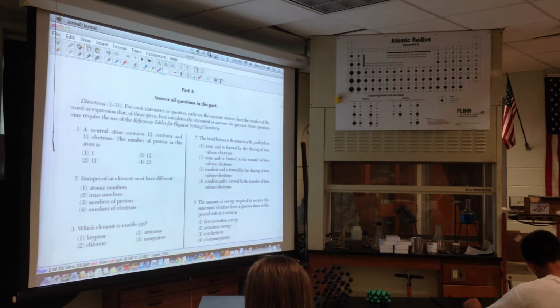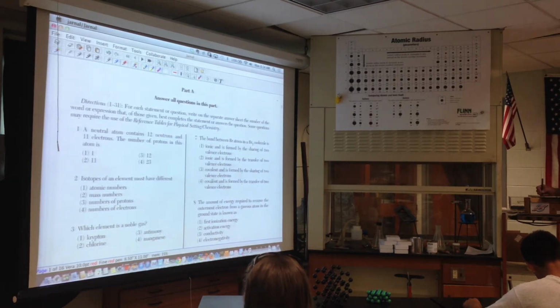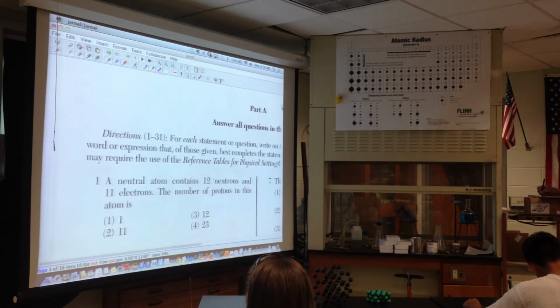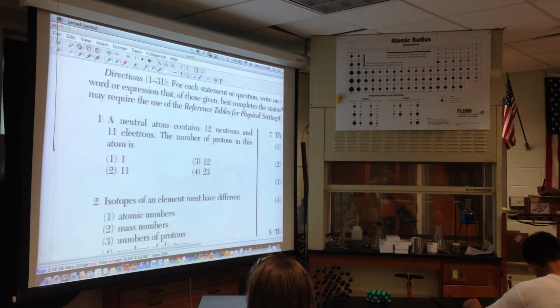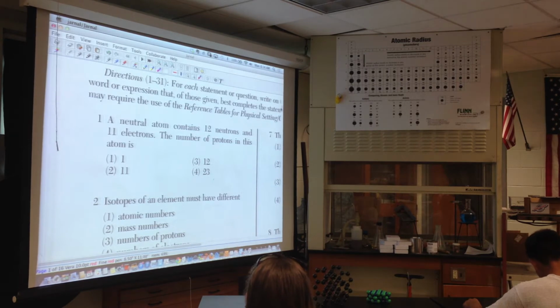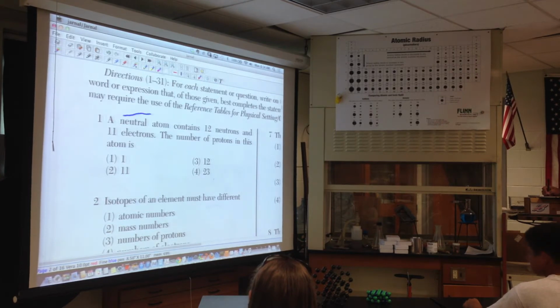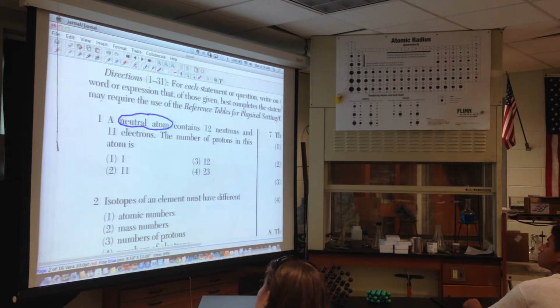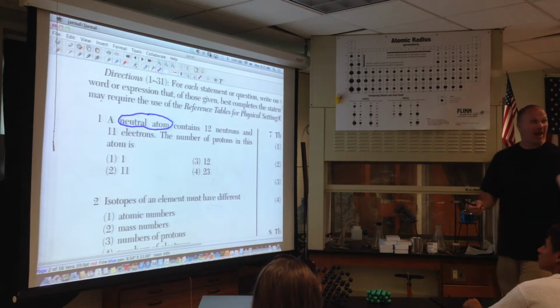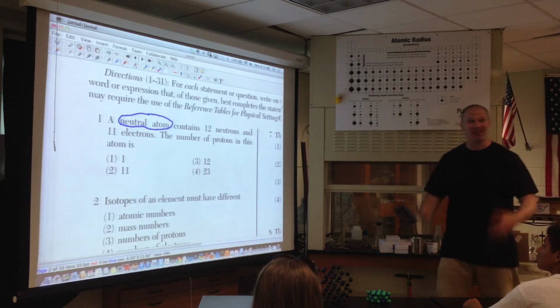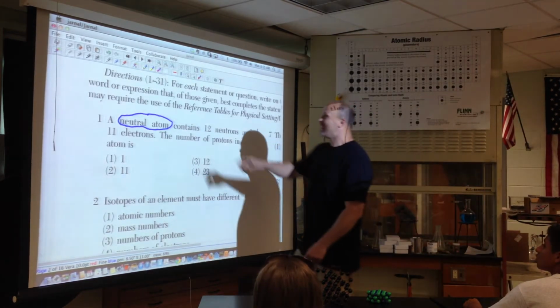Number 1. Let's make this up close and personal. A neutral atom contains 11 neutrons and 11 electrons; the number of protons in this atom. The key for me, party people, is the words neutral atom. In fact, they don't have to say neutral atom. When you say the word atom, I say neutral. I say atom, you say neutral. Right, okay, so anytime you have an atom, my friends in chemistry, it's always neutral.